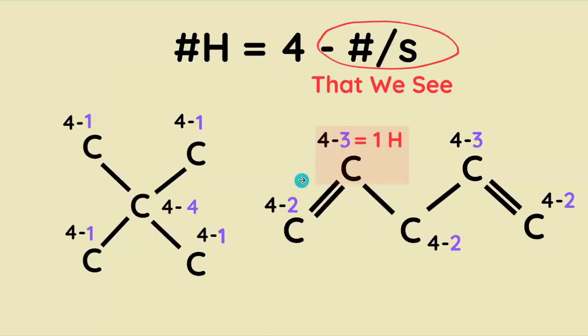That's where hydrogens come into play. Hydrogens make up the difference. For example, we see that this carbon has 3 bonds, but it actually has 4 bonds like all the others. So 1 extra hydrogen is going to make up the difference.